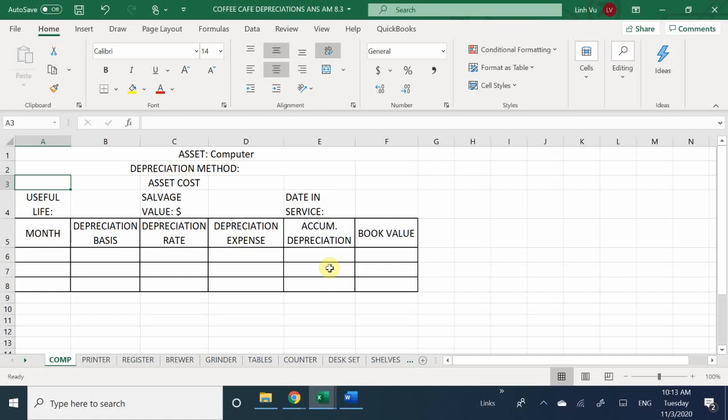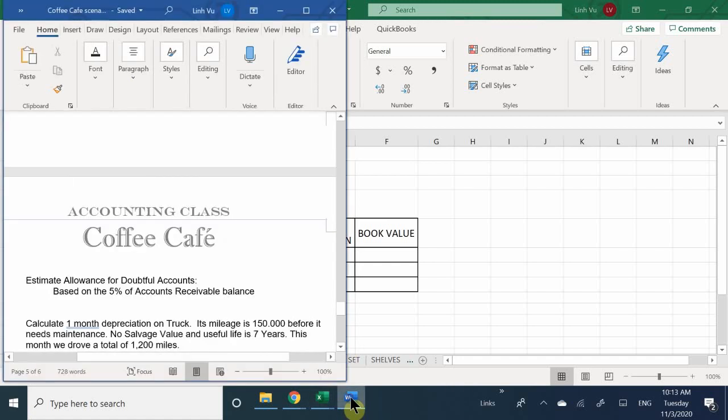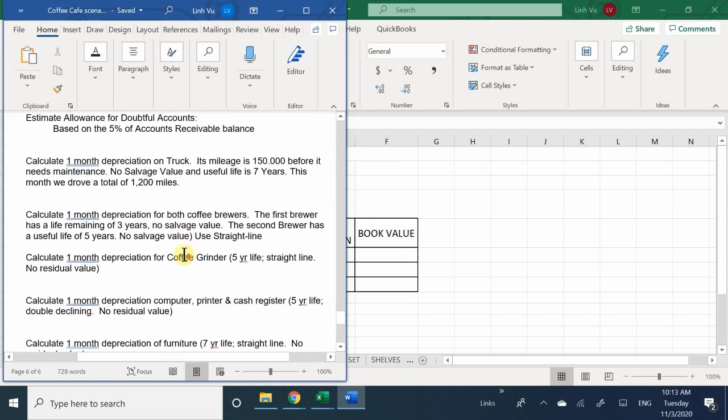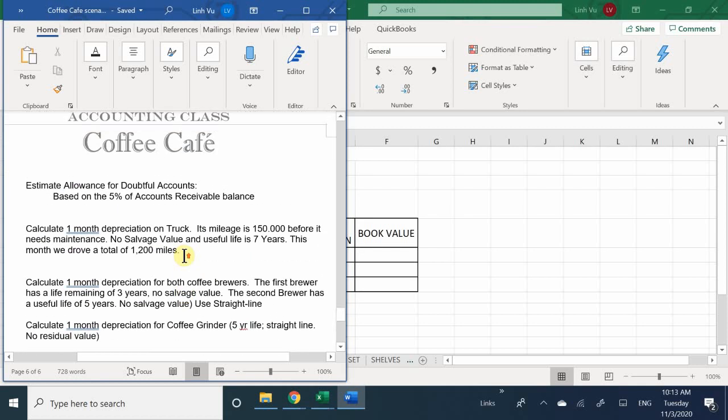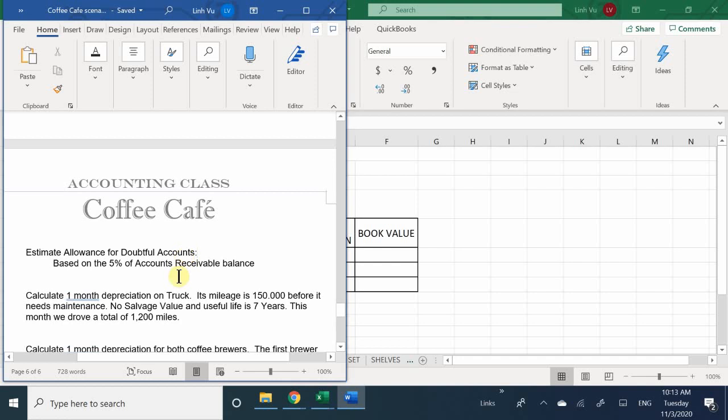Here we're going to go ahead and get started with depreciation. So here's a list of all the items that I want you to depreciate as well as amortize. Let's go ahead and take it one at a time. What is the first section for depreciation? The truck. All right. So what are the details on the truck?